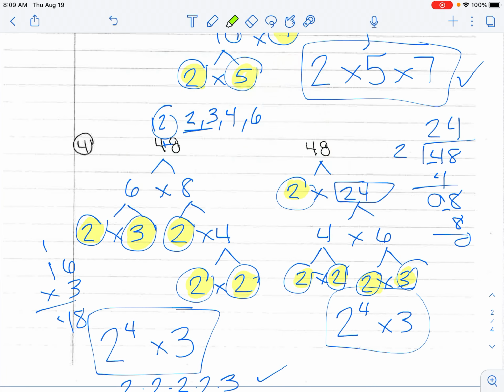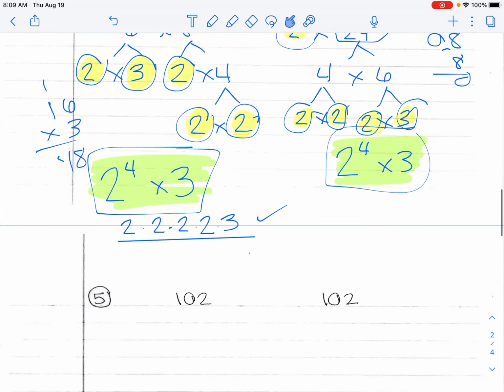Now, if we compare my first answer, starting with 6 times 8, to my second answer, starting with 2 times 24, notice that we both got to the same answer. So even though you and a friend are starting your trees with 2 different factors at the top, as long as you did your math correctly, you should get to the same answer at the bottom of your factor tree.